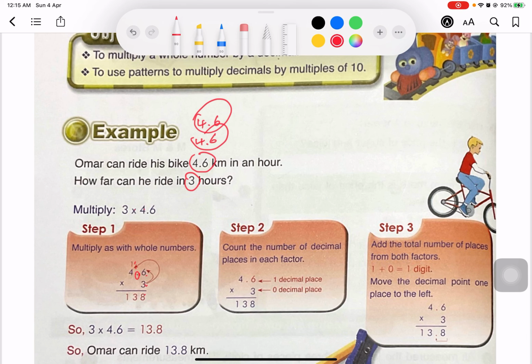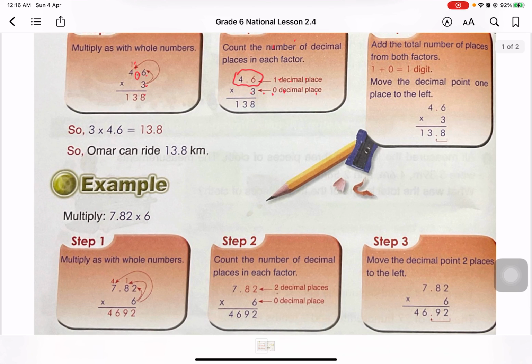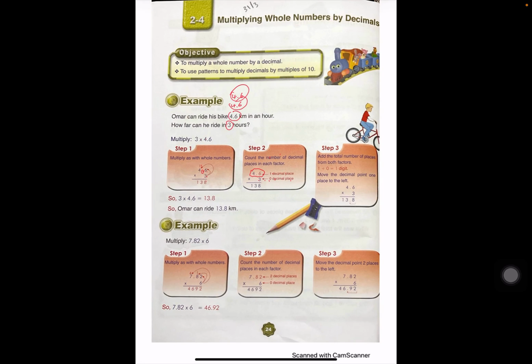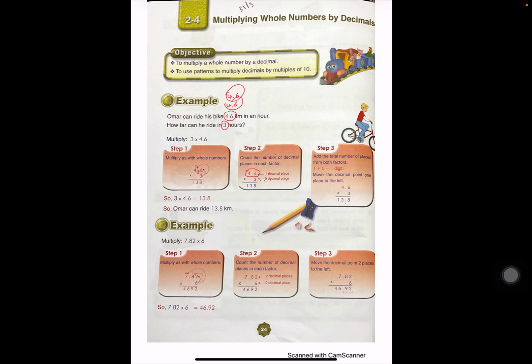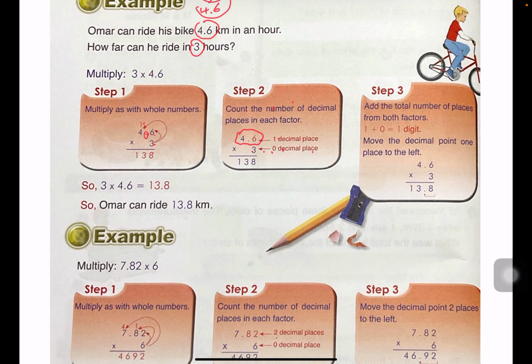Now, then count the number of decimal places in each factor. Let's go to the first one. How many decimal places? One decimal place. Here, we don't have any decimal place. It's whole. So I will put my decimal after one digit. The answer will be 13.8. He can ride in 3 hours 13.8, and the unit of it is kilometer.